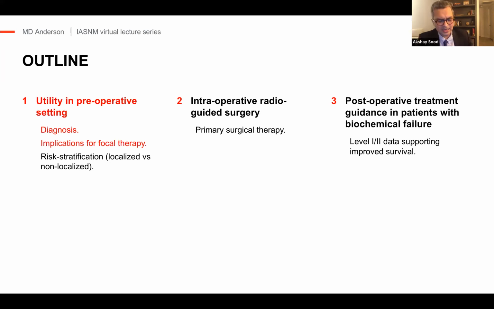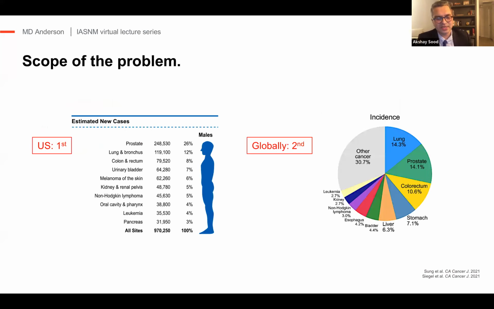And I know the last lecture that was given by, I want to say, Dr. Savir, she discussed a few things of this nature. So I try to keep that in mind and focus my talk more on a surgical perspective. Because I know she talked about the utility of molecular imaging in both risk stratifying and post-operative management of patients with BCF. So we'll start with the preoperative setting.